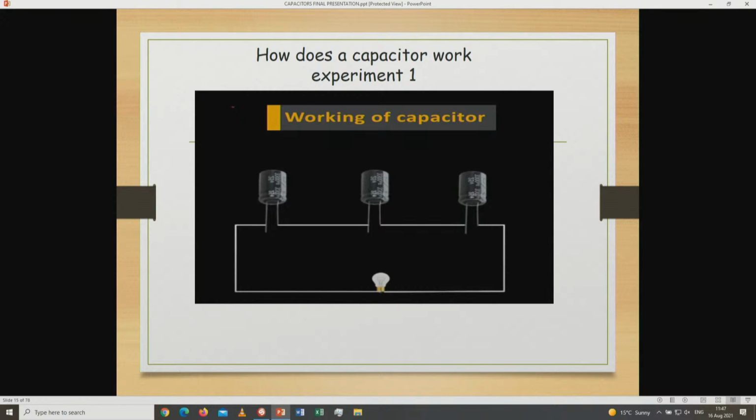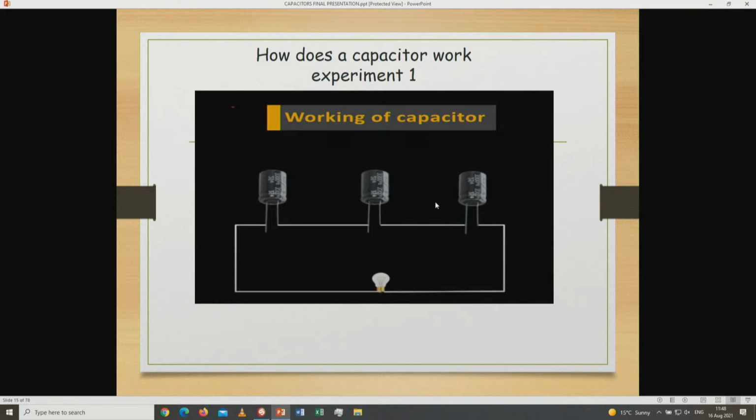Right. For you to understand how capacitors work, I'm going to take you through three experiments. It's just a visual experiment. You can do this in your spare time to check the validity of these experiments. Now, we have connected three capacitors in series in a circuit, and then we also connected a bulb. Now we check what happens.